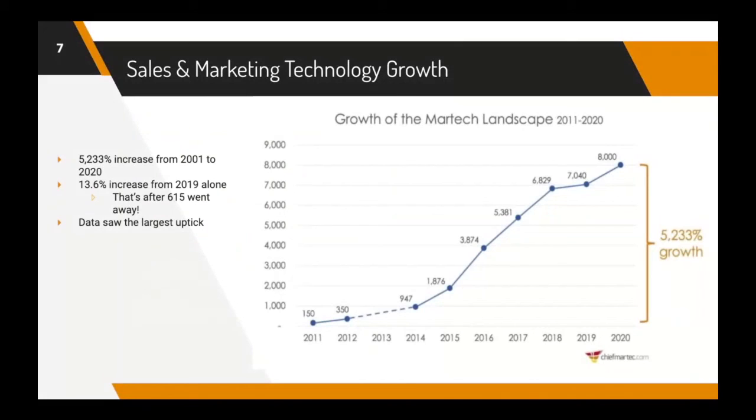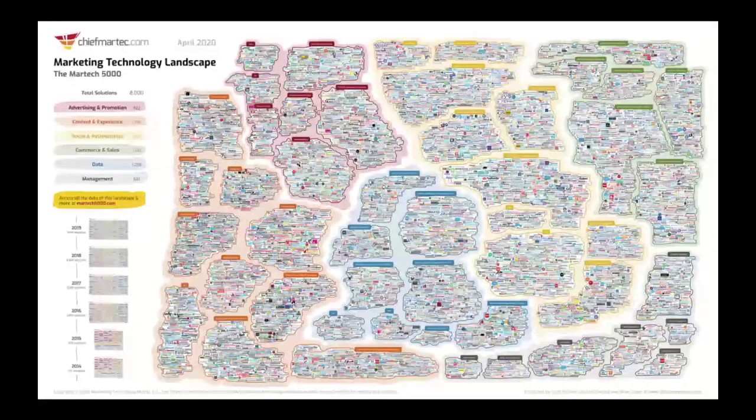Just to give you an even better picture of what that 8,000 looks like, again from chiefmartech.com, these are those 8,000 solutions, and they've broken them up into different categories from commerce and sales, data, management, advertising, and promotion. So you can see the conglomerate that is marketing technology. And in my opinion, when I see something like this, I get really overwhelmed. I think, oh my gosh, how is it even possible for me to select the right technology knowing that all 8,000 of these are out there?